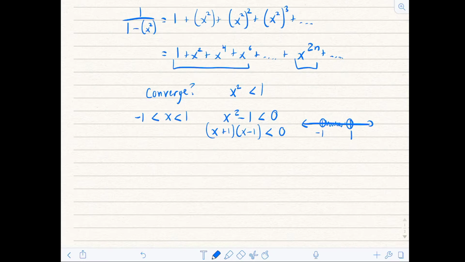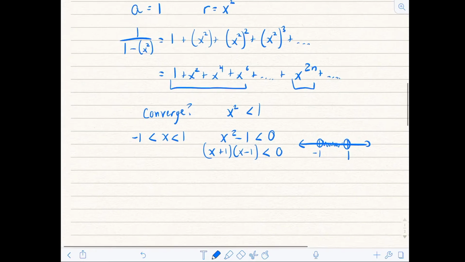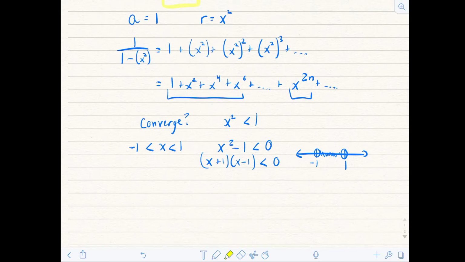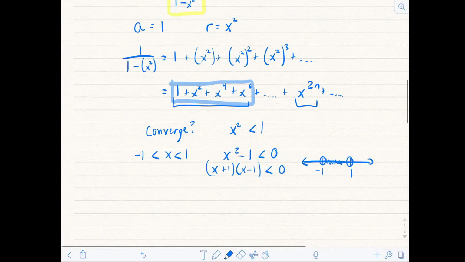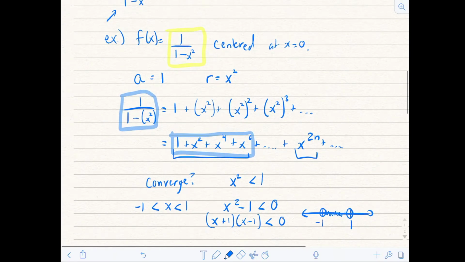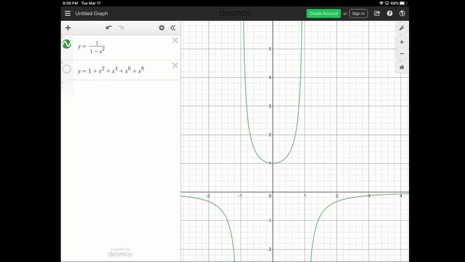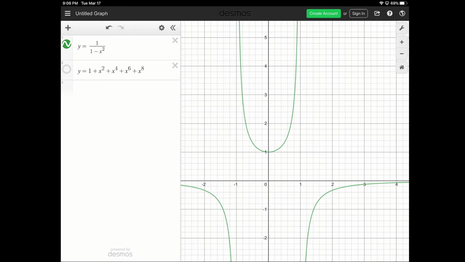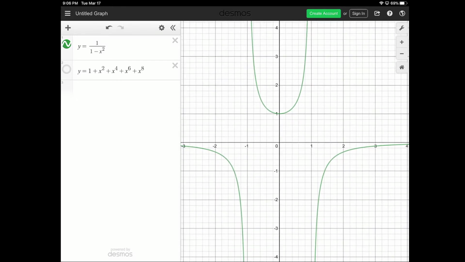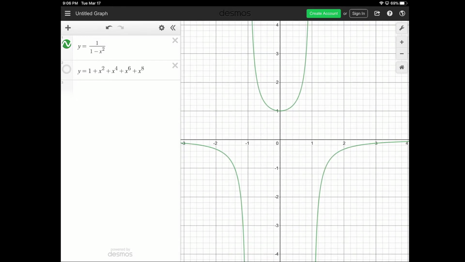Now, if I take a look at what this looks like in terms of the graph compared to the first 4 terms, I'm going to graph these terms, and I'm also going to graph the original equation. So if I take a look at Desmos, I can see 1 over 1 minus x squared, and that gives me this specific type of shape.